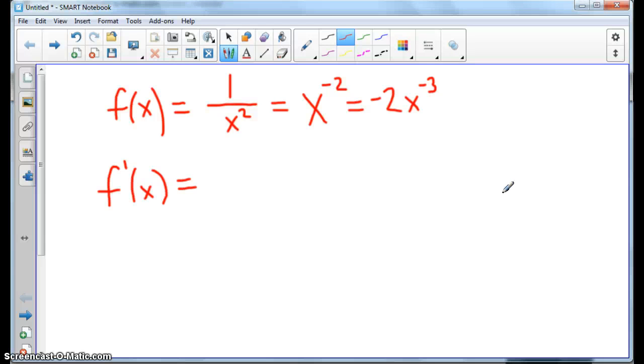So we have to do the opposite of what we did at the front of the equation when we were getting it out of fraction form. So we're going to turn it back into a fraction. So we kind of split this for a moment. Forget about the negative 2, and we take the x to the negative third.